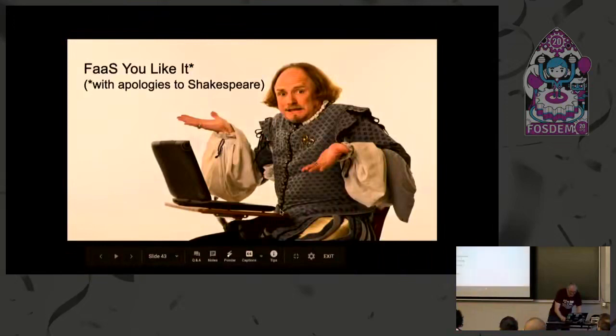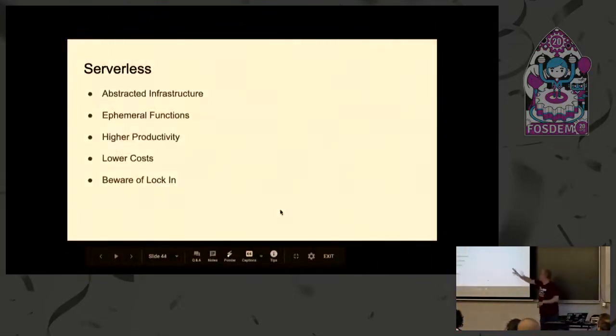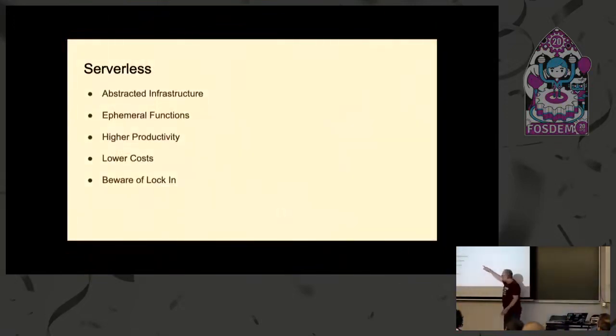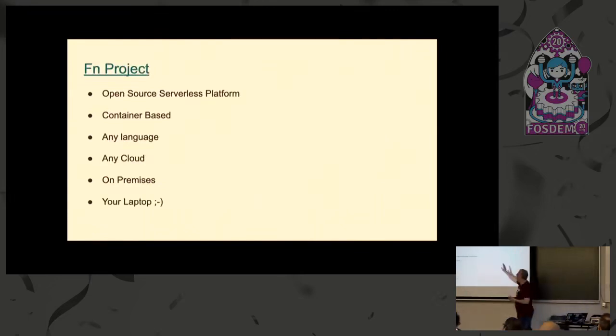With apologies to Shakespeare. So serverless, it's abstracted infrastructure on top of which we run ephemeral functions for higher productivity and lower costs, but you should beware of lock-in, and you have an option. You don't have to just go with AWS or Azure or Google and be locked into the cloud as well as the platform. The Fn Project is an open source serverless platform. It's container based. You can write your functions in any language. You can run it in any cloud or on premises or on your laptop.